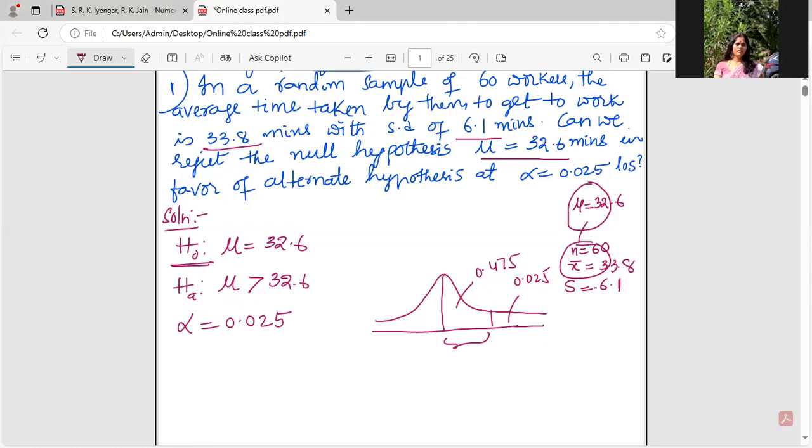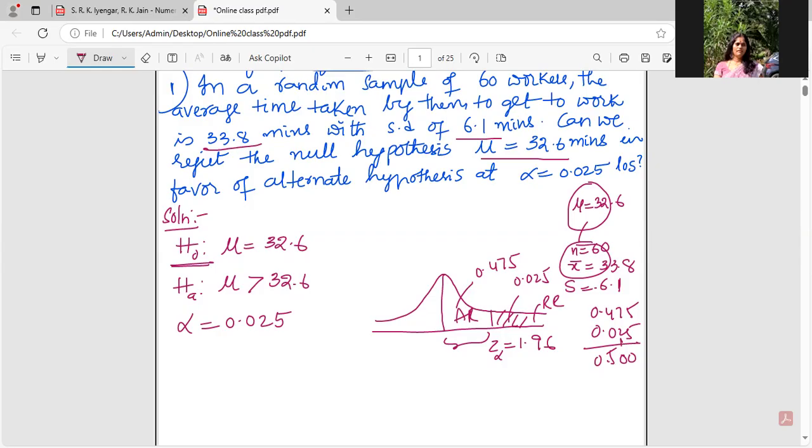It is 1.96. This Z value is Z alpha. 1.96 corresponds to 0.475 plus 0.025. Add both of them and in total, the right half area is 0.5. So the value of Z separating the rejection region from the acceptance region is Z alpha. This is RR, the rejection region, and this is AR, the acceptance region. Z alpha is 1.96.